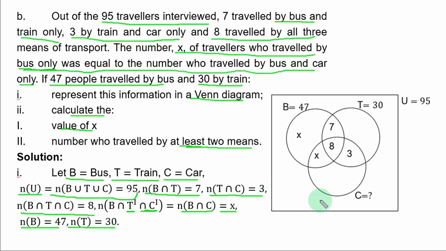So this is the Venn diagram. This is the subset for bus, the subset for train, and the subset for car. This is the universal set. You have 8 here, the intersection of the three subsets. This 7 is those that travel by bus and train. Then this 3 here is those that travel by train and car. Then this S is those that traveled by bus and car, and bus only. The question says these two places are equal. So this is the Venn diagram.